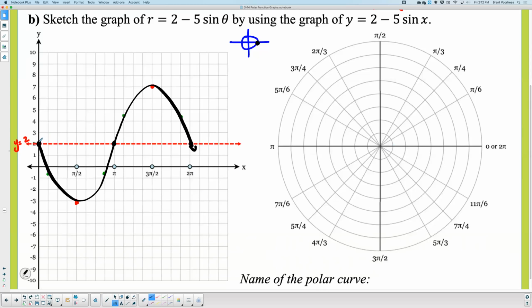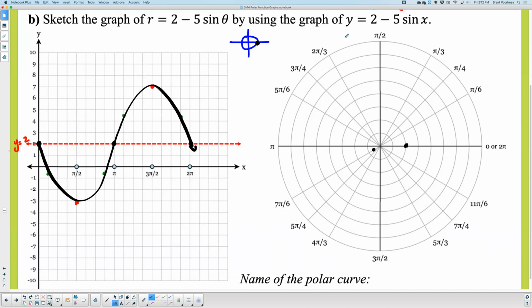The first point is 2 units towards the angle 0. Right there. Plot a point at 2. The next point I'm going to graph is pi over 6. This is pi over 6 here. At pi over 6, we are at a value of what? -1/2. So at pi over 6, we're at -1/2. Go away from it about right there. Plot that point. That's negative half at pi over 6.